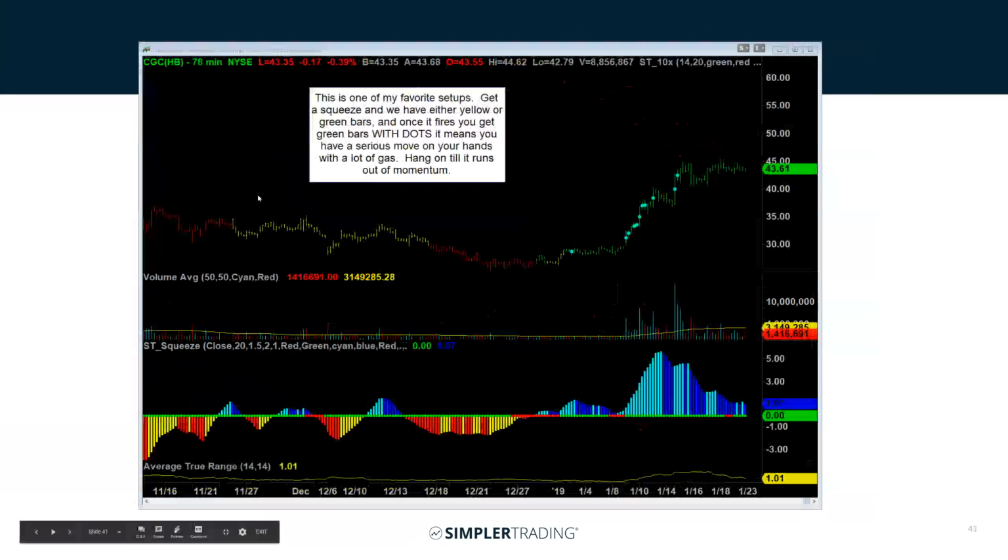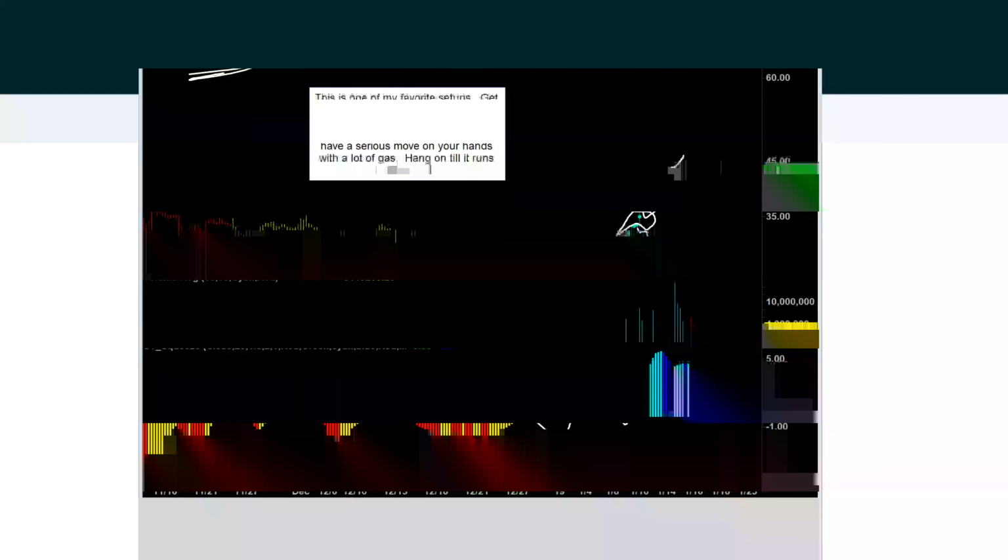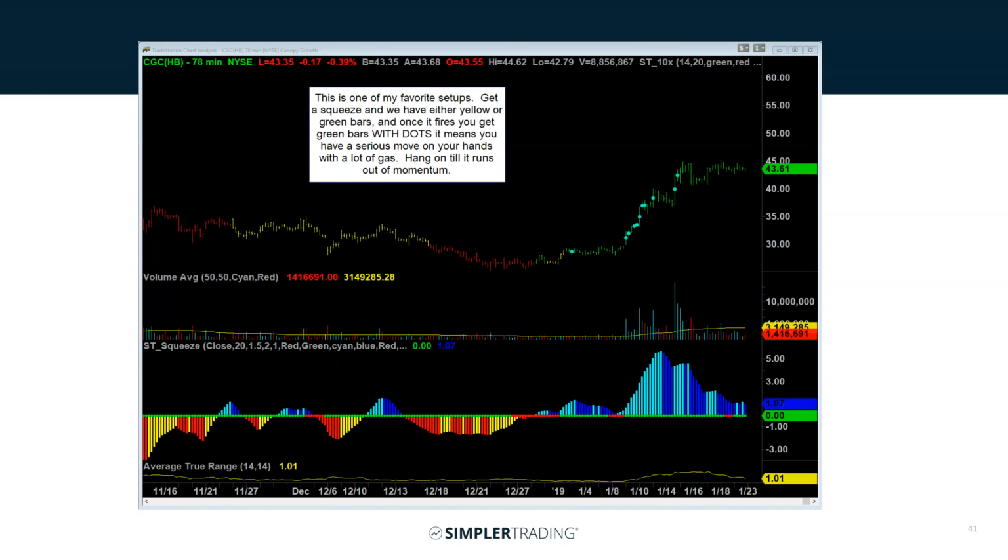CGC, my favorite setup like this, is when we're just kind of moving along. You can see here we get a squeeze, great, it turns green, doesn't really do much, kind of peters out. We get another squeeze, great, let's take it, boom. The stock goes from 28 to 45 almost straight up. Momentum, momentum. All right, so I love these 39 and 78-minute charts. They're really good for catching the nuances in these moves.